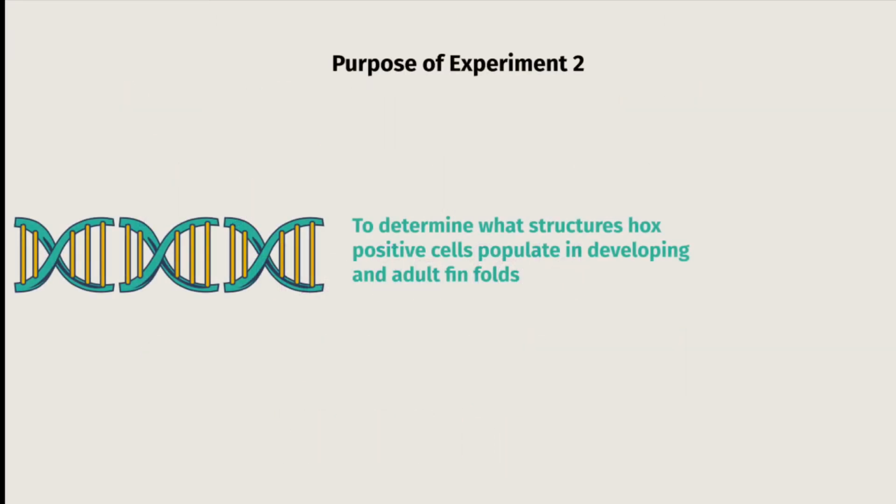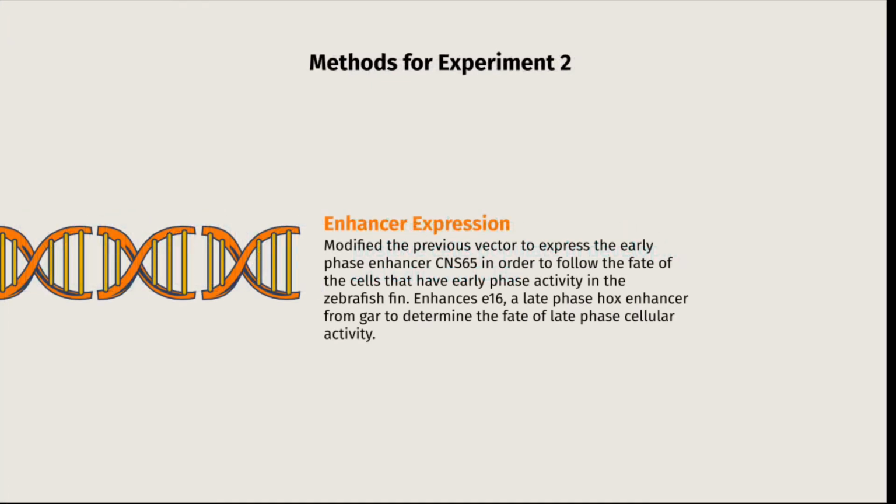So this led them to their next experiment, which was to determine which structures Hox-positive cells populate in developing adult fin folds. They did so by looking at enhancer expression. CNS65 was used to follow the fate of cells that have early phase activity, and E16 was used to follow cells with late phase activity.